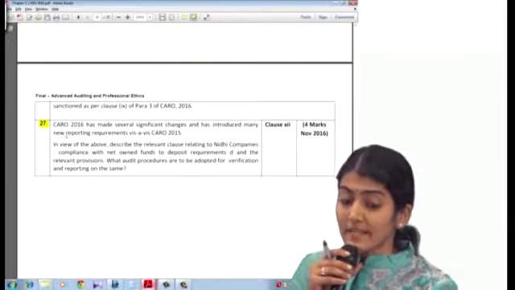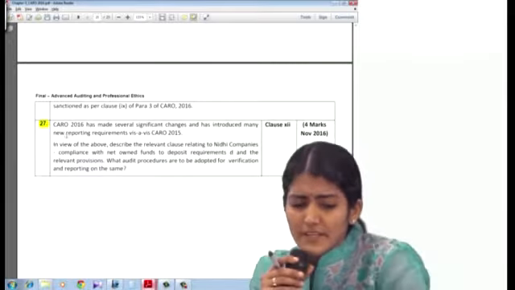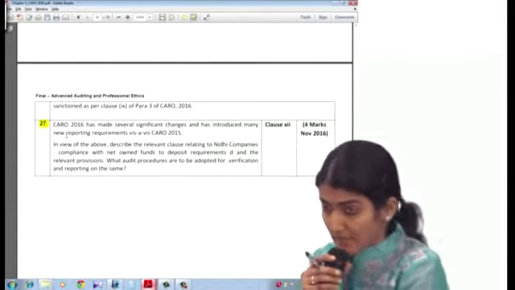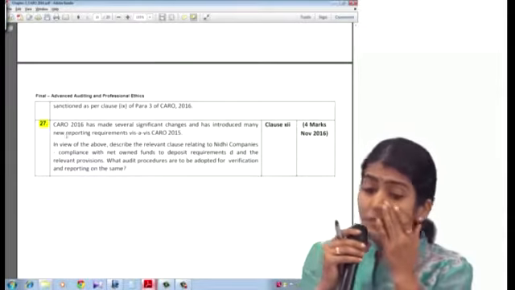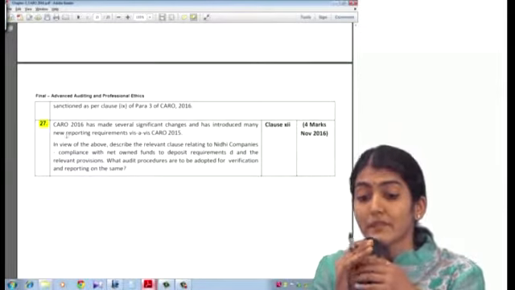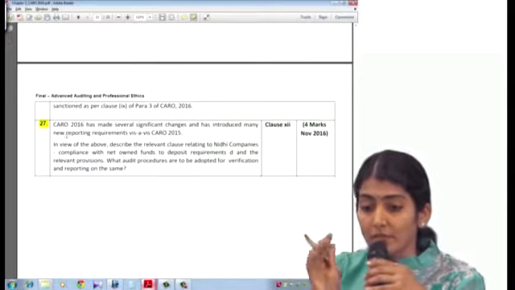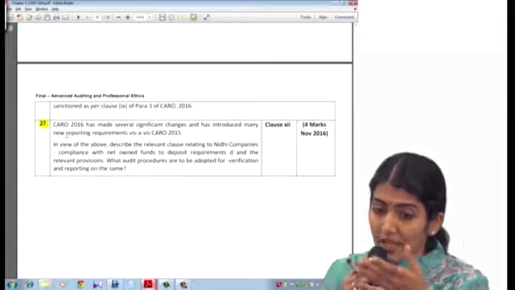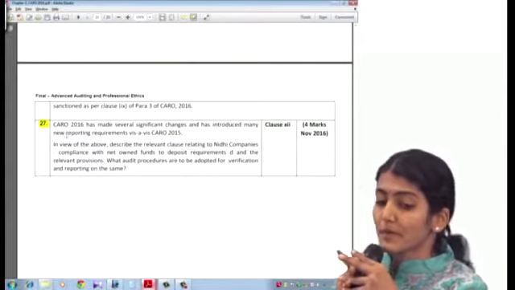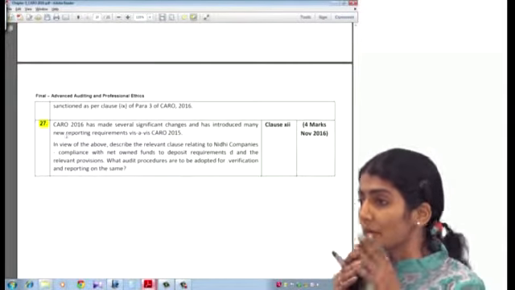CARO 2016 has made significant changes and introduced many new reporting requirements. In view of the above, describe the relevant clause relating to Nidhi company. Compliance with net owned funds. Okay, they've given that also. Deposits for requirement and the relevant provisions, and what are the audit procedures to be adopted for the verification and the reporting on the same.